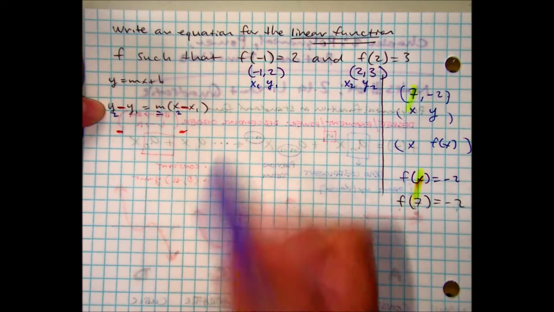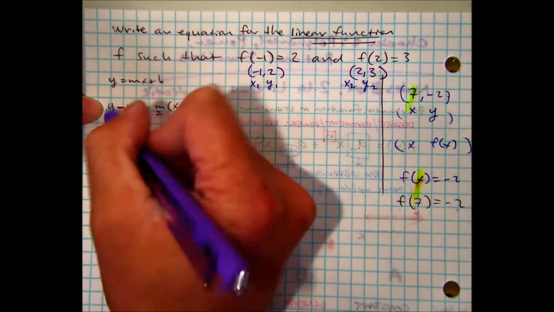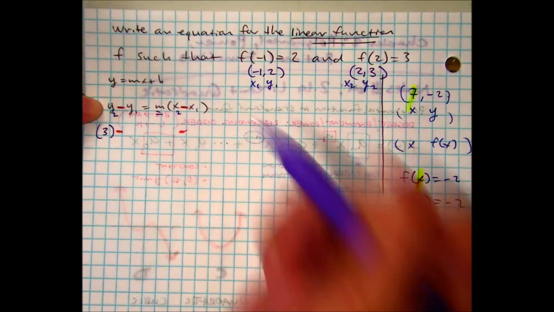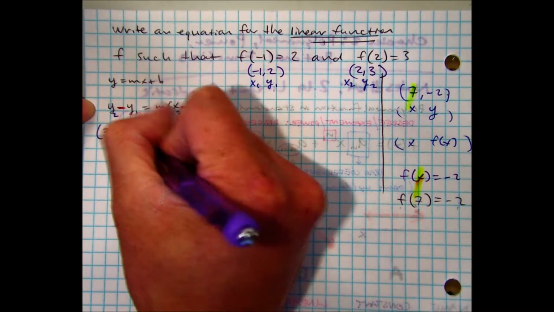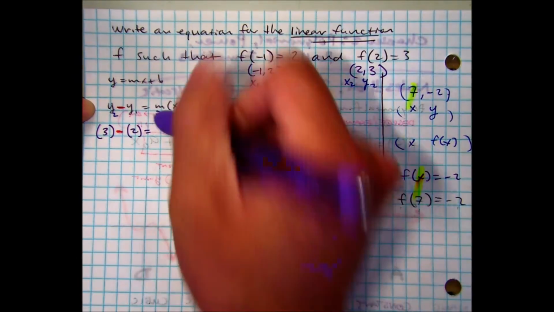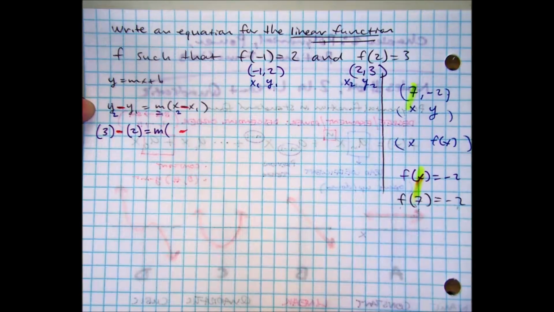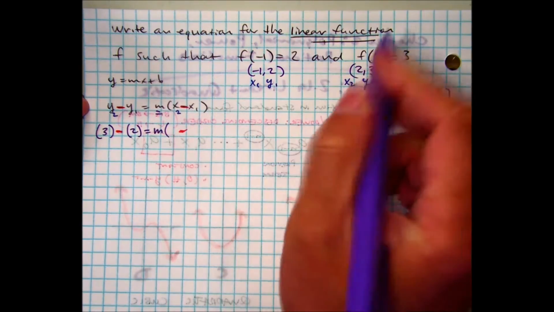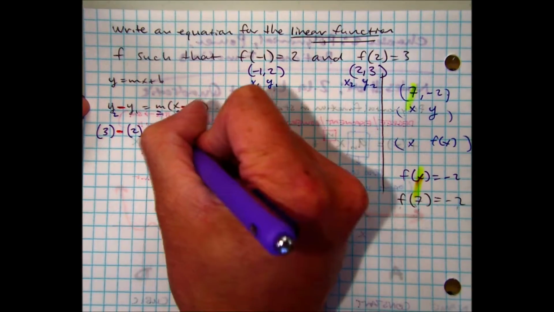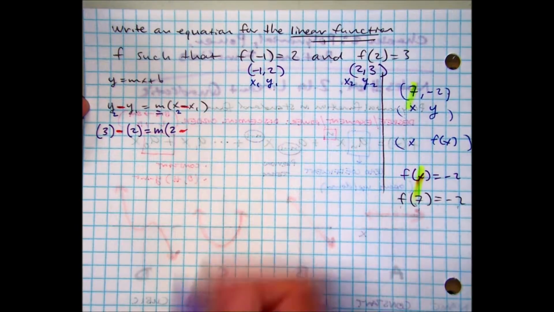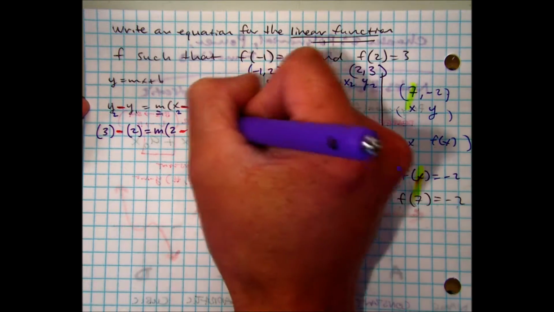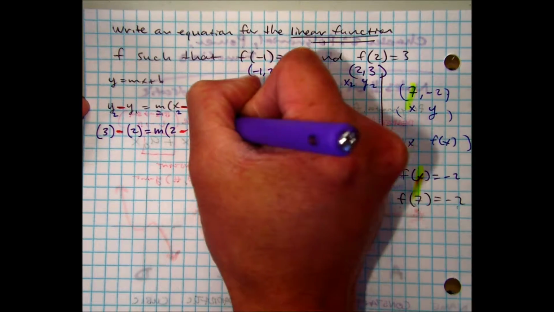Let's do our substitutions. And substitutions I'll do in parentheses. My y2 value is? My y1 value? Okay. Do we have the slope? That's what we're solving for. Your x2 value? 2. And your x1 value? Look, look. -1. Put it there. -1.